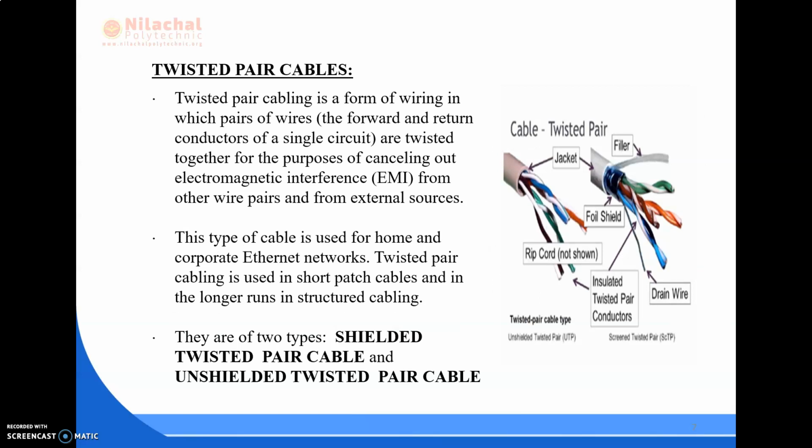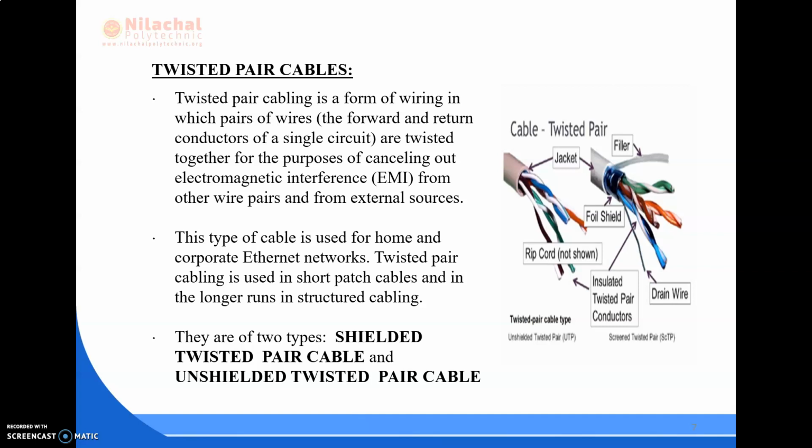Next come the twisted pair cables. Twisted pair cabling is a form of wiring in which pairs of wires are twisted together for the purpose of cancelling out electromagnetic interference from other wires and from external sources. This type of cable is used in home and corporate sectors, for example Ethernet networks. The twisted pair cable is used for shorter patch cables, and in longer runs it is structured cabling.